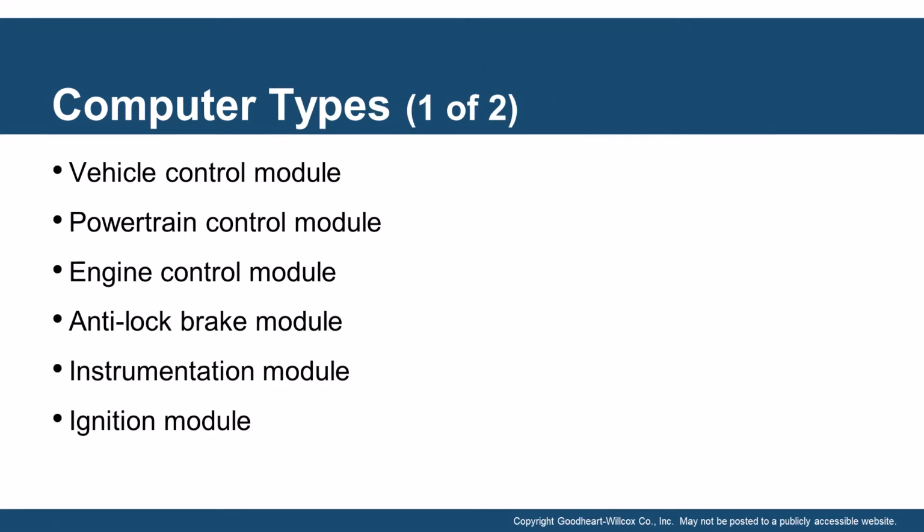As we look at these different computers and their locations, we also have to understand what are the different computer types that are out there. And there's all kinds of different computers. So we have vehicle control modules that are on there, sometimes referred to as body control modules. There's powertrain control units, which are going to really function or be related to powertrain components on there. We got engine control modules, right, dealing with the engine stuff. We've got anti-lock brake modules, instrumentation, ignition modules, all these different areas.